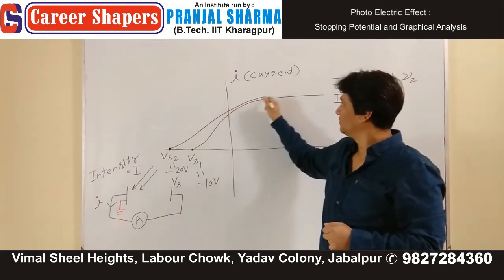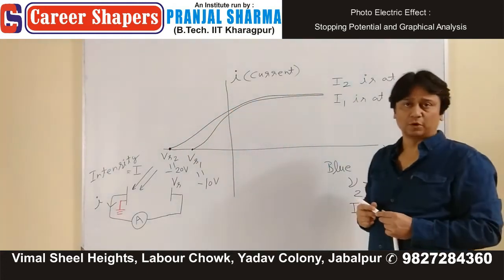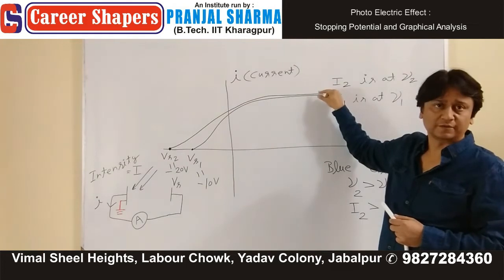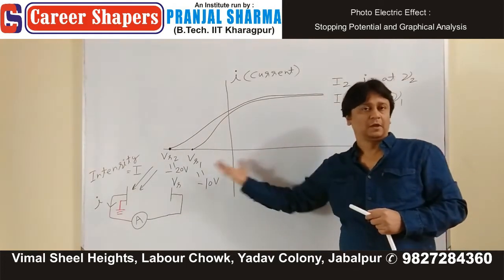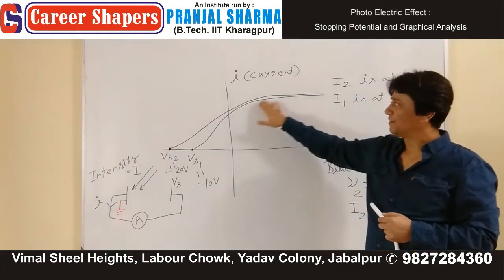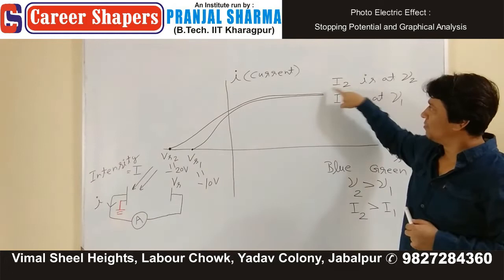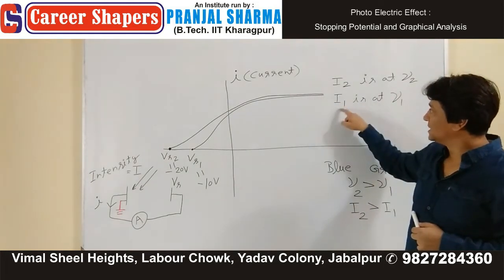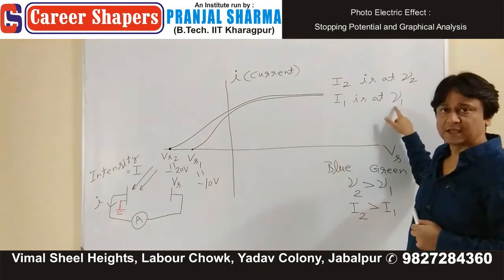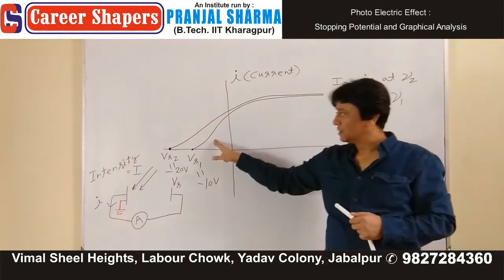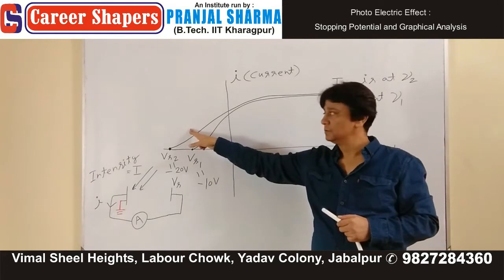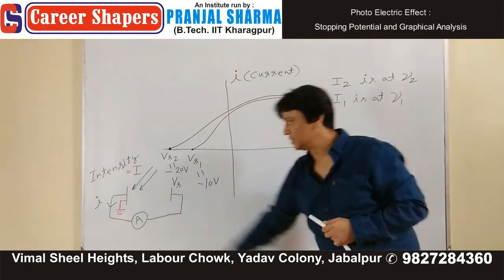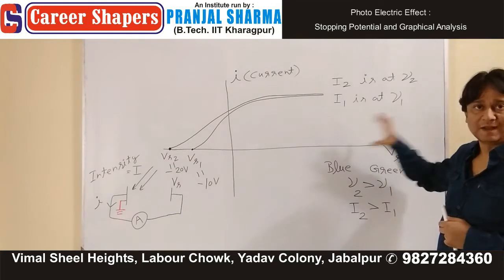When you make things positive, that's how the graph will look. In many books, you will find that they simply join all the curves over here, but it depends on the number of photons which are coming, and therefore I have drawn these two things separately. The above one is for I2, frequency is nu2, lower one is I1, I for intensity is at nu1. This is green. This is blue. That's how a graph between electric current, which you find with the help of an ammeter, and stopping potential develops.